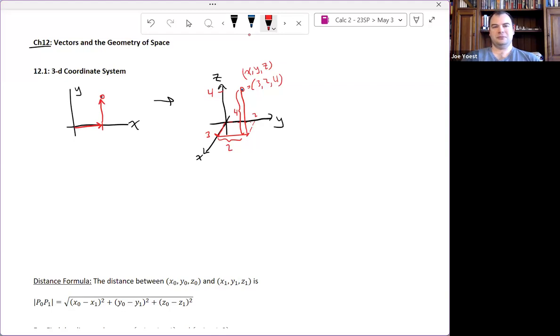So this is just a complete analog of the 2D coordinate system, but in 3 dimensions. A little harder to draw because we're trying to represent something 3-dimensional on a 2-dimensional screen or piece of paper. But if we're careful, we can get reasonable pictures that are reasonably easy to interpret.